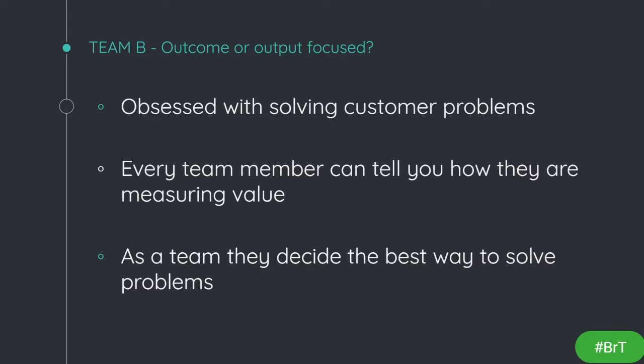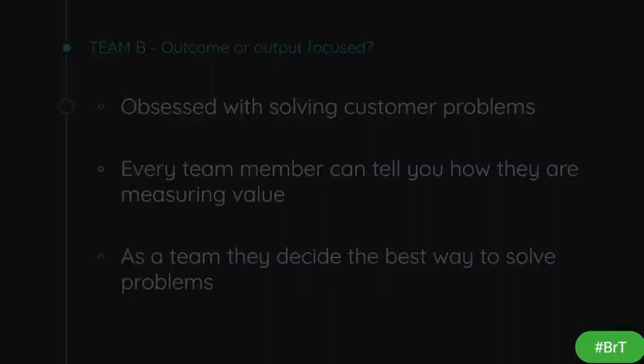So here's an example of an outcome-focused team. They're obsessed with solving customer problems. Every team member, if you ask them, knows exactly how they're measuring value, how they're bringing business value and changes for their customers. As a team, they decide on the best way to solve problems.